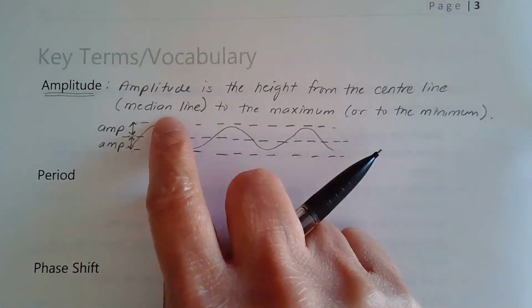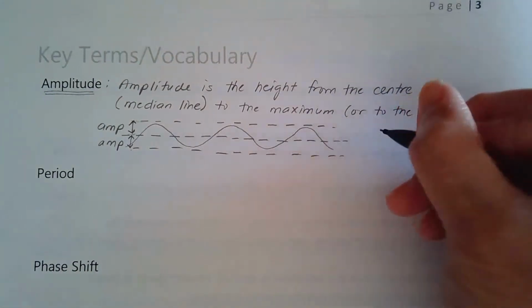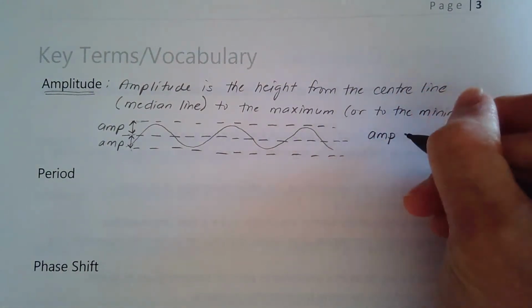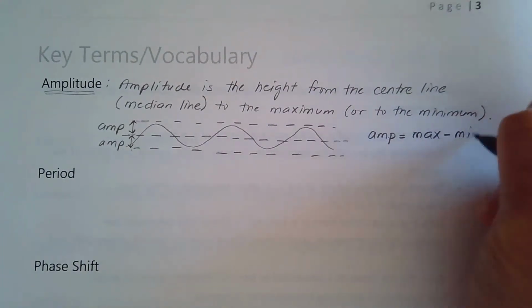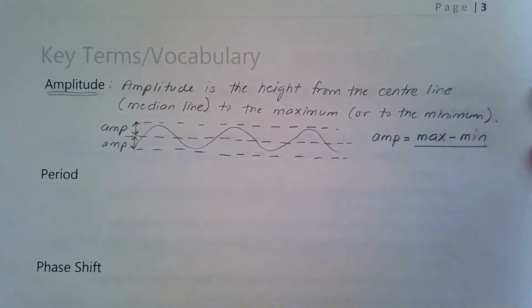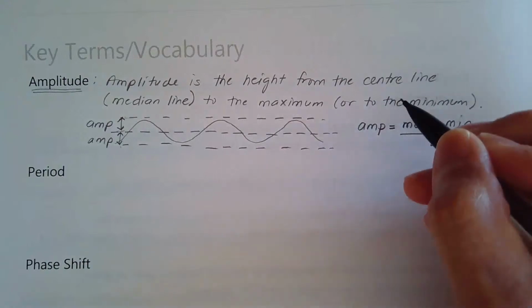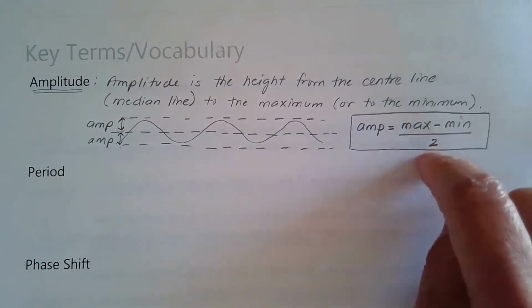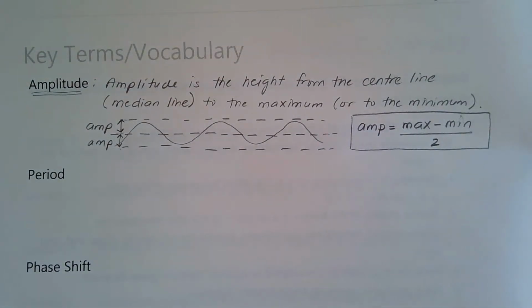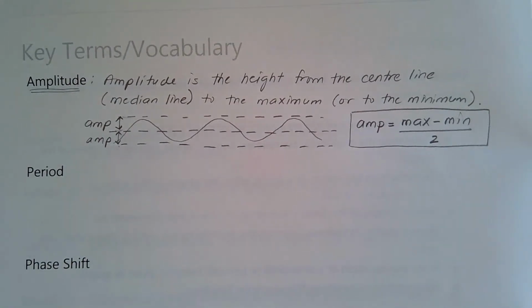If you have a maximum and minimum, a way to calculate that, I'll just write it down: amplitude is equal to max minus min, which gives us the height from maximum to minimum, and then dividing it by 2. We will talk about this later on when we're talking about properties of sinusoidal functions.